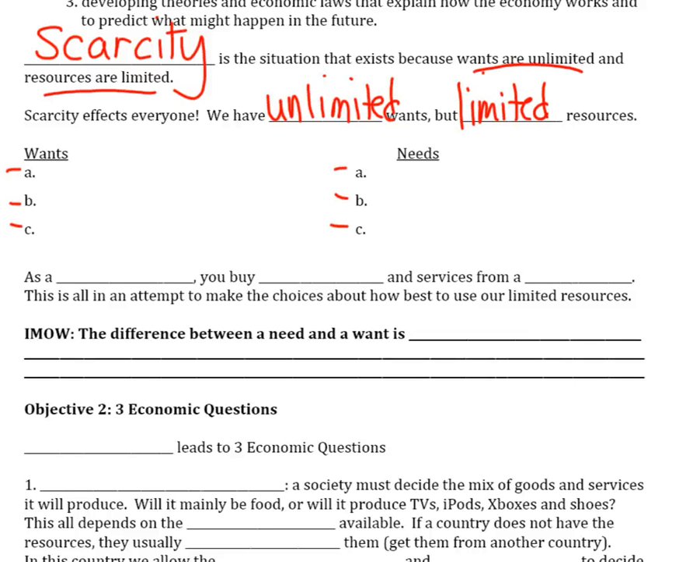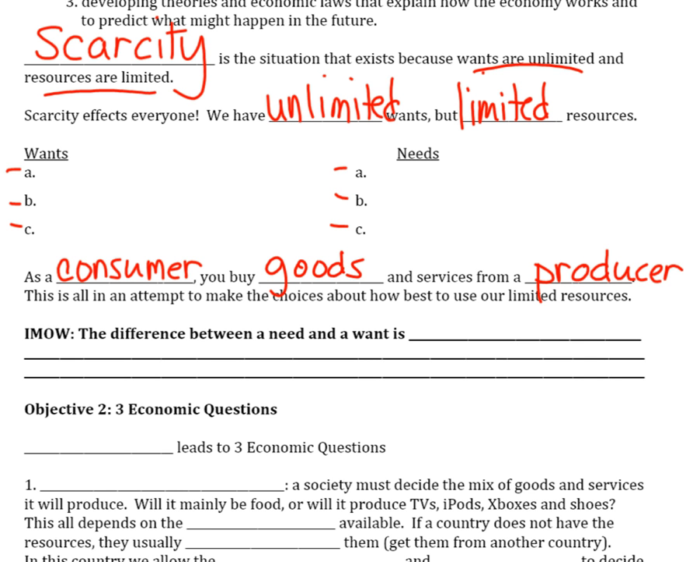Now, as a consumer, and you're called that because you consume things, so like when I'm walking back and forth in the classroom, I'm consuming the tile. Clearly I'm not eating it, but I am using it up, so eventually it will wear out because I've walked on it so much. You buy goods and services from a producer. So they're the ones that put that product out there or that service out there for you to consume.